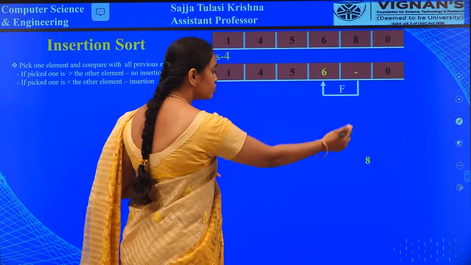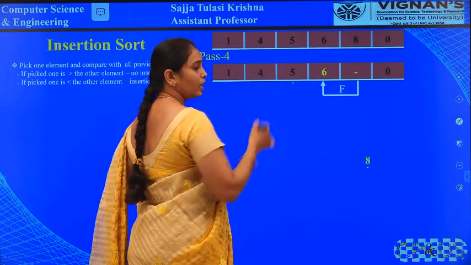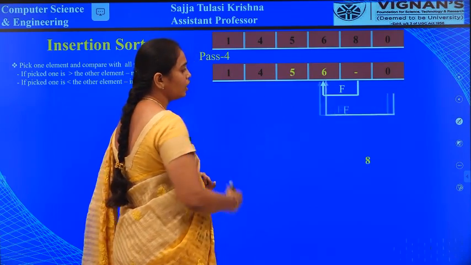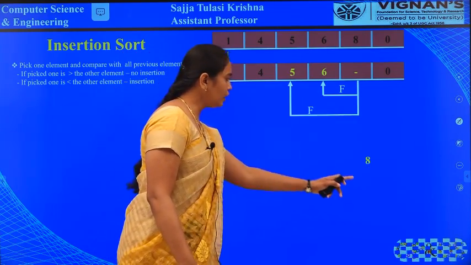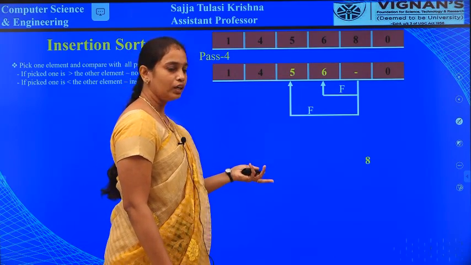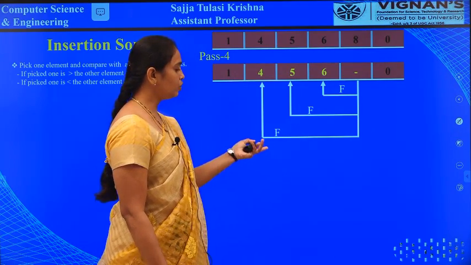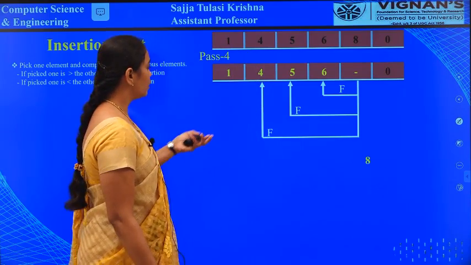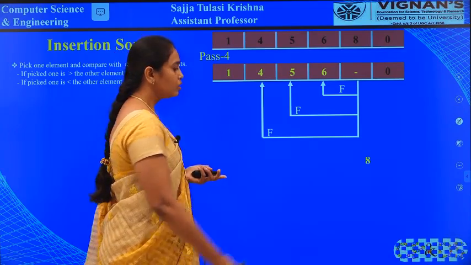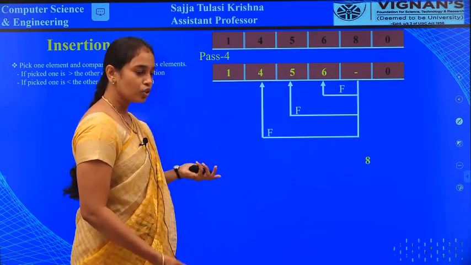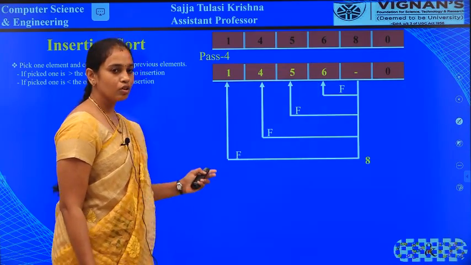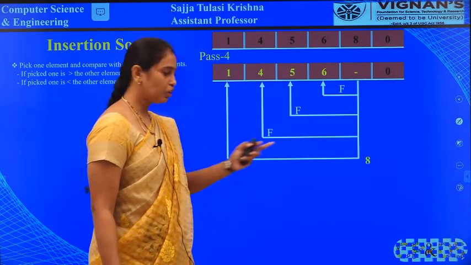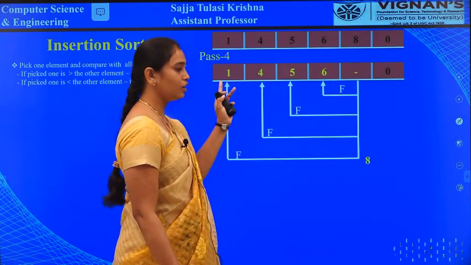That is the meaning. So now the 8 is greater than 5. Again no need to insert here. Means the condition is again false. So again the 8 is greater than 4. Again the condition is false. So no need to insert 8 here. So now again the 8 is compared with the 1. So again 8 is greater than 1. So the condition is again false. So no need to insert 8 between these places, because the 8 is already greater than these elements.